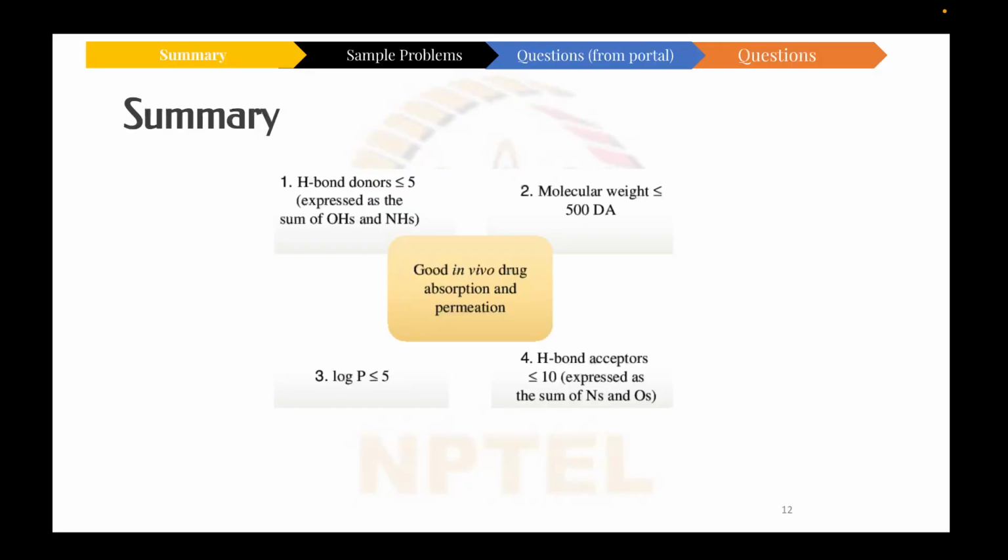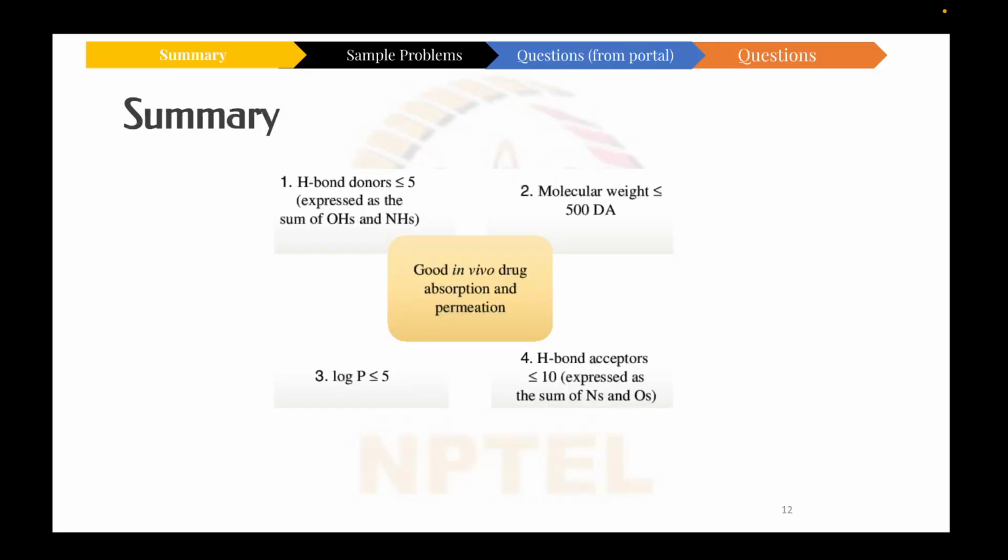So the rationale behind these guidelines is that compounds meeting these criteria are more likely to have favorable pharmacokinetic properties including better absorption, distribution, metabolism, and excretion profiles. Specifically, compounds adhering to the rule of 5 are more likely to be orally bioavailable as they are more likely to pass through the biological membranes and reach the systemic circulation.